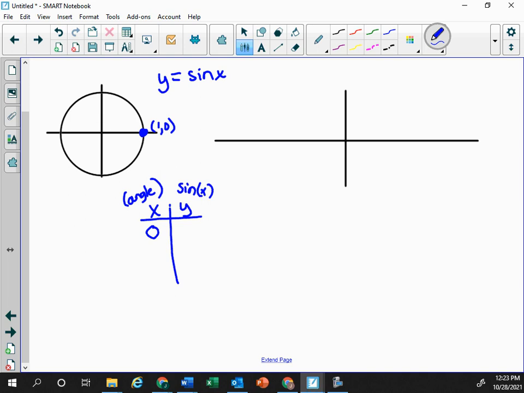So what is the sine of 0 degrees or 0 radians? Whatever we're talking about. 0. Okay, that's a lot of zeros. So that is the point 0, 0 on my graph.